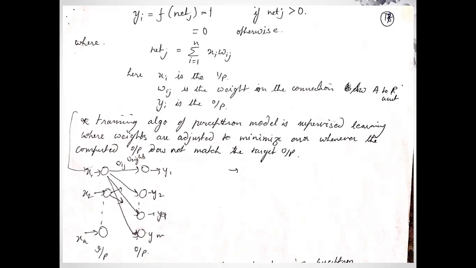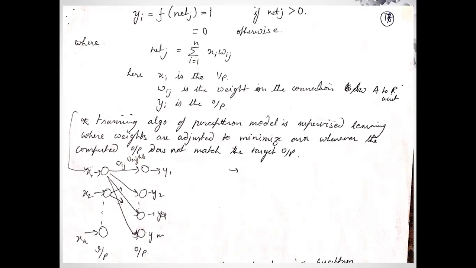Our output is defined. Now we define a training algorithm for training the perceptron model. This particular training is done in a supervised way. Supervised learning, if you all remember, we have done this particular part in the lecture where we discussed the types of learning: supervised learning, unsupervised learning, reinforcement, etc.